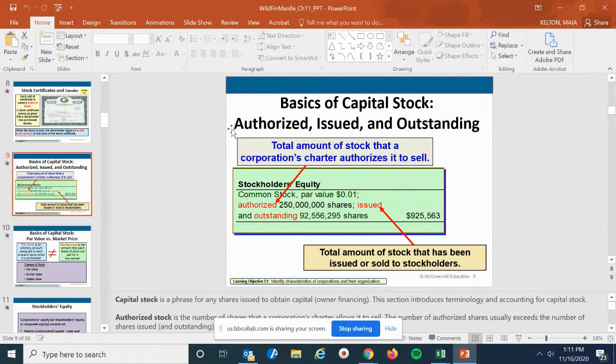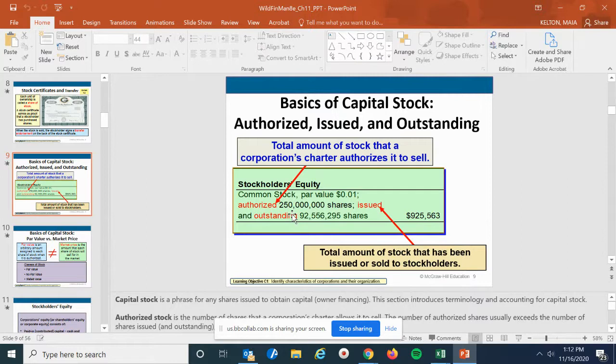So we call those authorized shares. So here, the word authorized means the total number of shares they want to issue. That number, though, is not the same as the stock shares issued and outstanding. So you should see here, it says authorized 250 million shares, but the company only issued 92 million plus shares. So the number of authorized shares and the number of shares issued and outstanding differs most of the time.